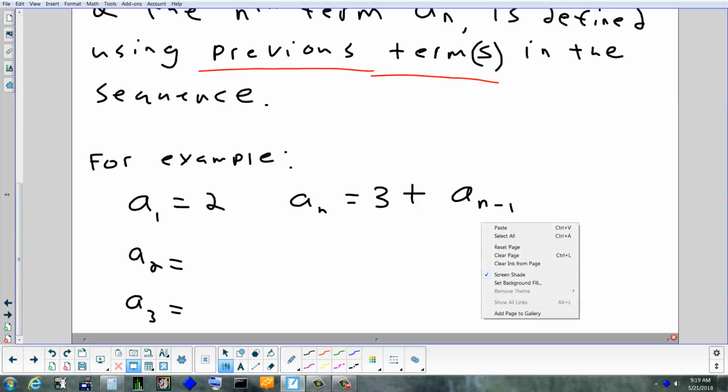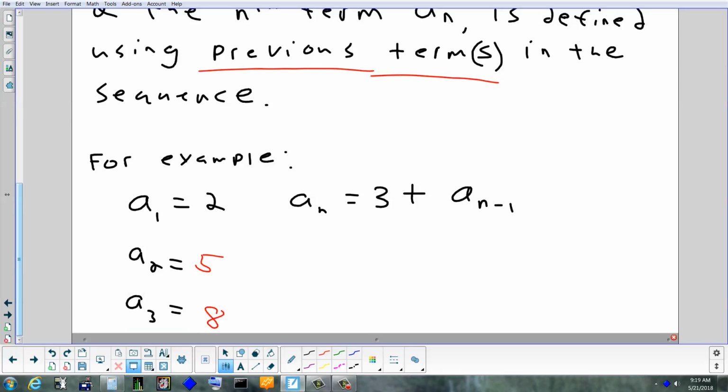So if you want to know the second term, it's 3 plus the one before the second term, which is 2. So in this case, the second term would be 5. And now if you want to know the third term, you take 3 plus the term before it. So now we've got 3 plus the term before it is 5. So my third term is 8.